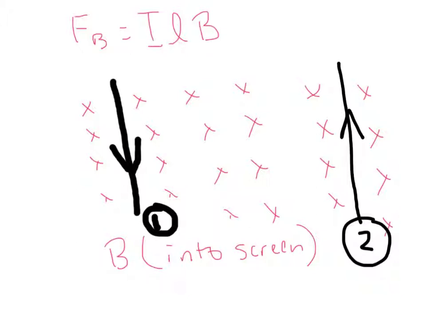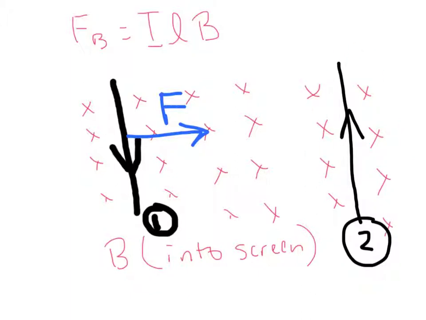So if your thumb is going to go down the screen and your fingers are going into the screen, then the force has to be that way. Remember, it's three-dimensional in nature. So we have that. Now let's take a look at wire number 2. Now again, I'm only talking about this wire right here. So put a piece of paper up and ignore the other one.